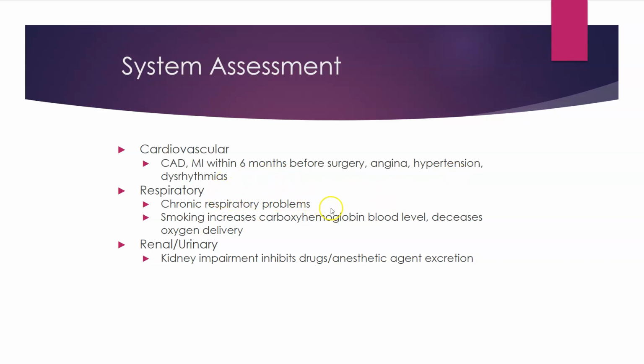Respiratory, any chronic respiratory problems, or COPD in particular. Obstructive sleep apnea is another one, especially when they are undergoing general anesthesia. Smoking can increase the risk of this and decrease the oxygen carrying capacity. And then renal urinary, so do they have any kidney impairment? That might impact the way that drugs are disposed of in their body, and so that might impact what medications we choose.